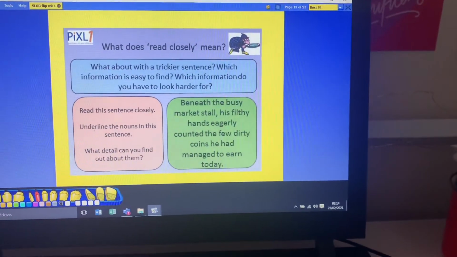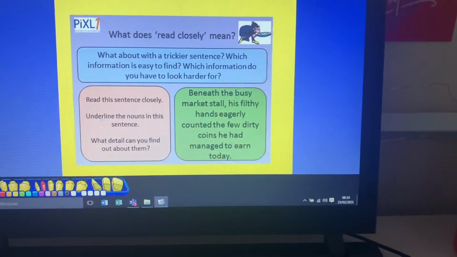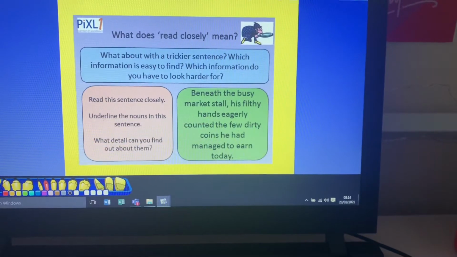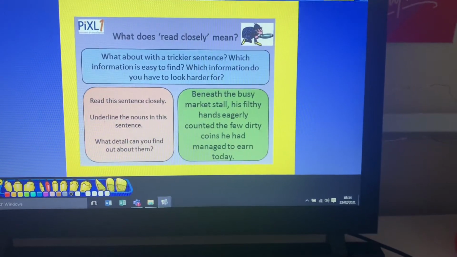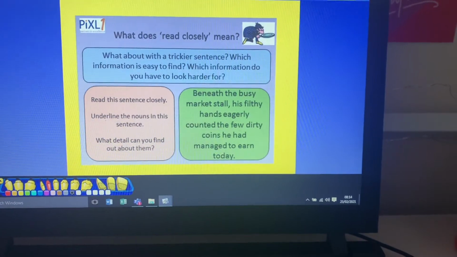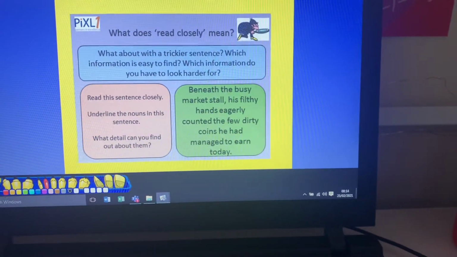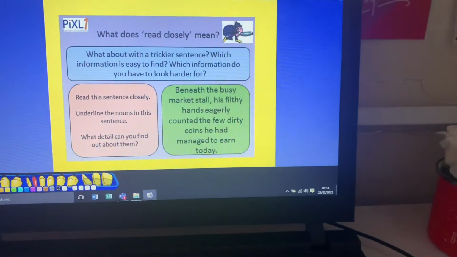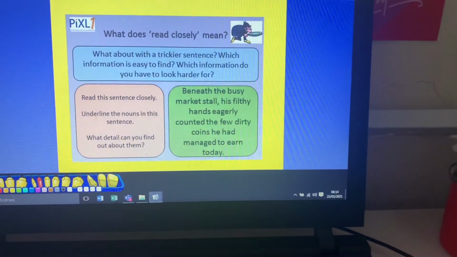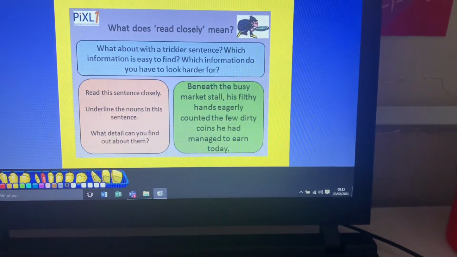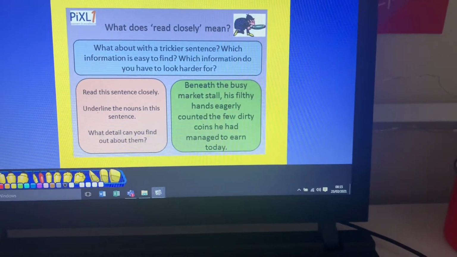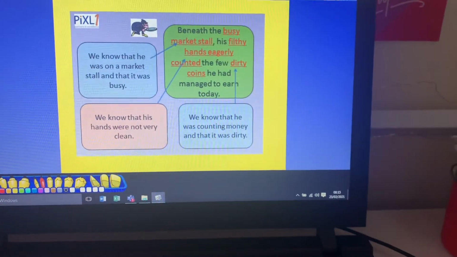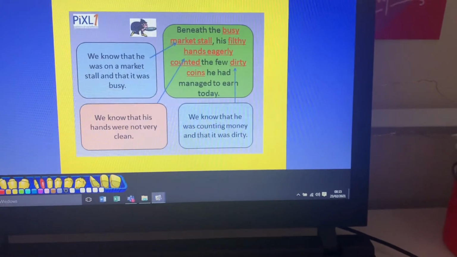Let's have a look at a trickier sentence. So, beneath the busy market stall, his filthy hands eagerly counted the few dirty coins he had managed to earn today. So let's have a look at the nouns. So we have stall, hands, and coins. So think about what detail we can find out about them. We know his hands were filthy, they were dirty. We know that the market stall was busy, and we know that he had few dirty coins, so he didn't have many coins at all, and that his coins were dirty.